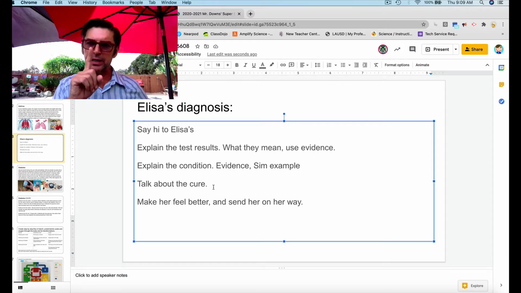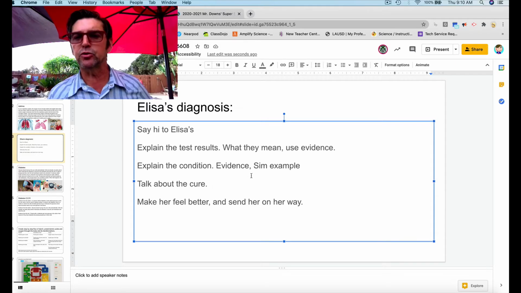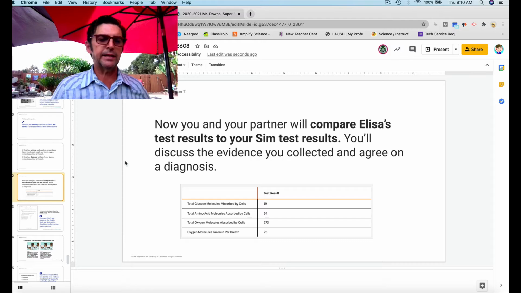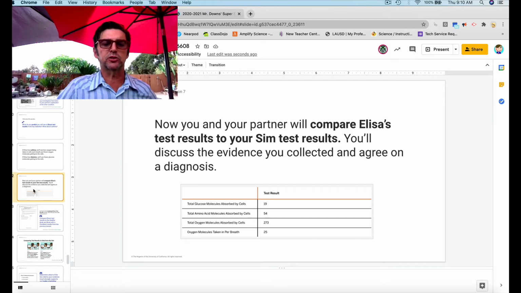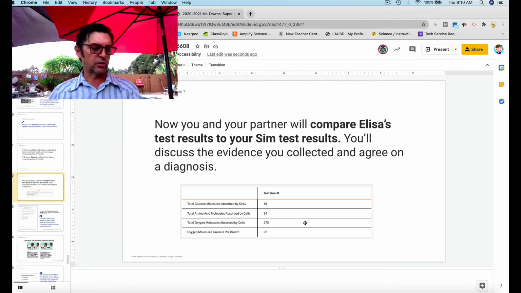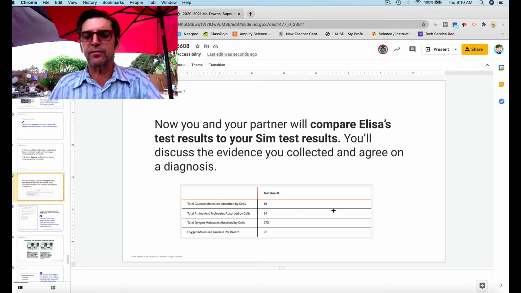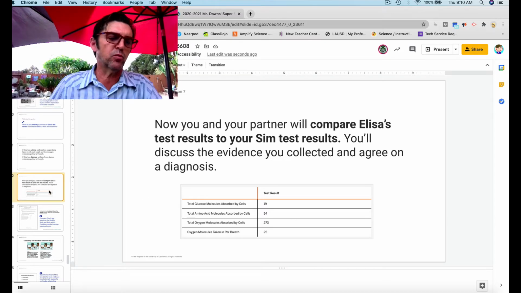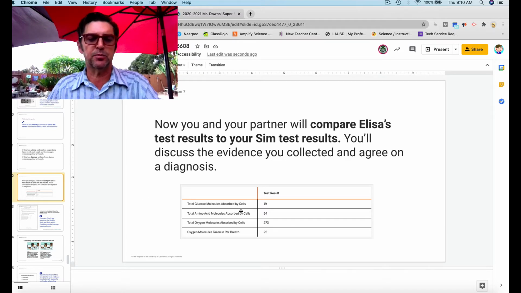So remember, we're only picking one. Does she have asthma or does she have diabetes? Let's go do some testing. So way down here around slide 112, you will see the test results from Elisa. Now, I've also included a screenshot of this so you can see it more clearly in groups. But if you want to come down to 112, you can see this. You can make it big enough to see it.